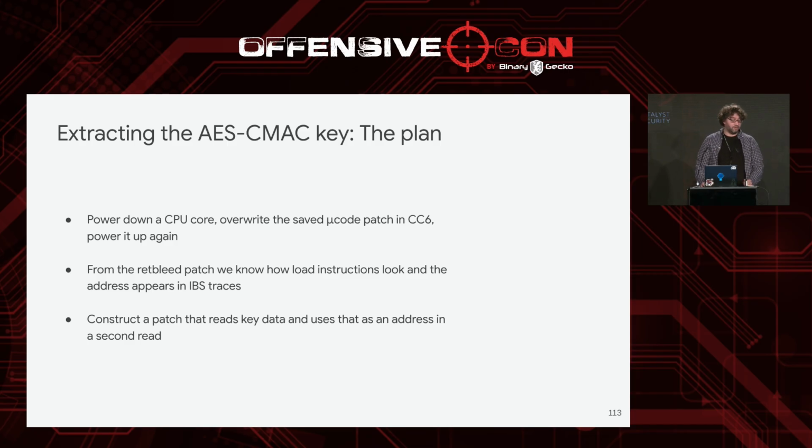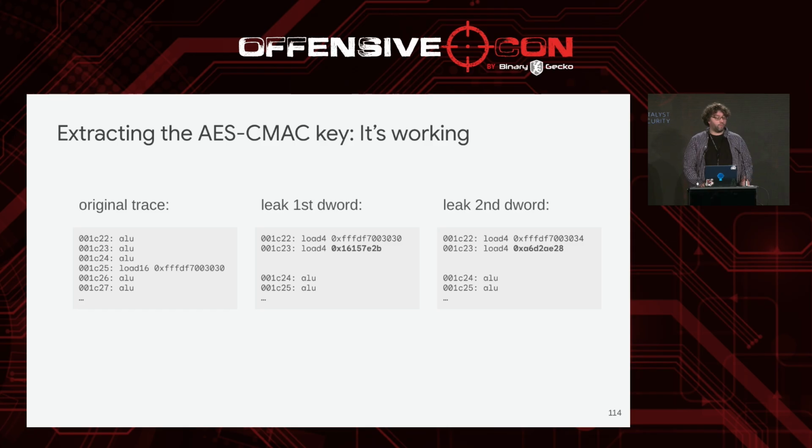Also, from the reverse engineering in the beginning that Josh talked about, we knew how load instructions look in microcode, and we also know that these appear in IBS traces, including the addresses. So we combined this and took two load instructions, where the first one was loading data from the address where the key was stored, and the second load instruction would take that data as address, and it would leak in the IBS trace. And this really worked. We can see here how the first two iterations of leaking the first 32 bits and the second 32 bits looked like in the IBS trace.